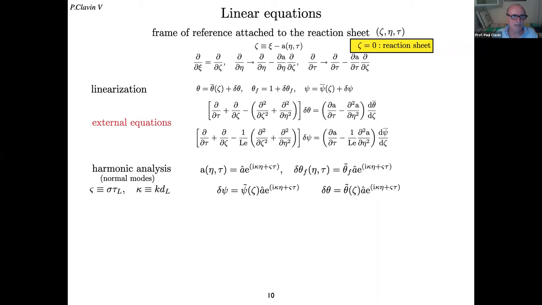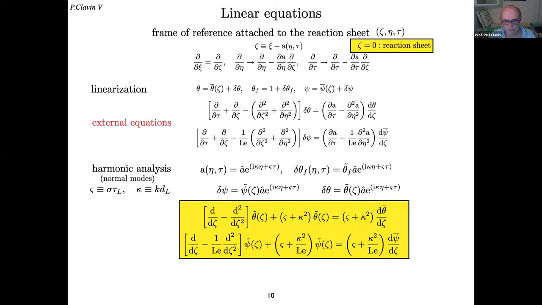Now you look for a harmonic analysis, and you use still the reduced growth rate and the reduced wave number as we did before, and you develop. This hat A is the amplitude of the initial disturbance, and you look for a harmonic analysis with an exponential in time and a wave number, because you are considering a periodic disturbance in the transverse direction. Now you decompose in the same way the variation of the concentration of the limiting species and the reduced temperature.